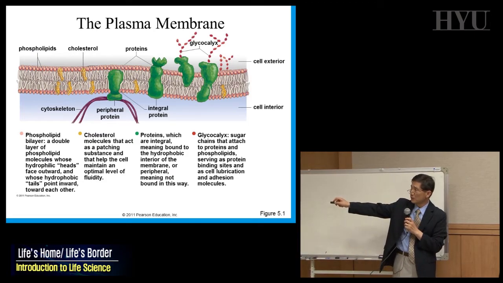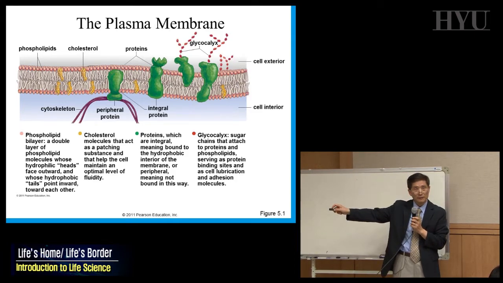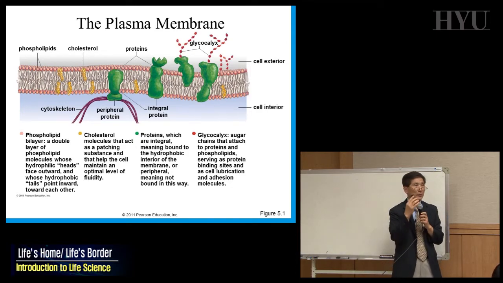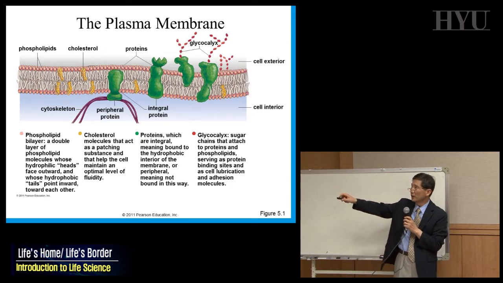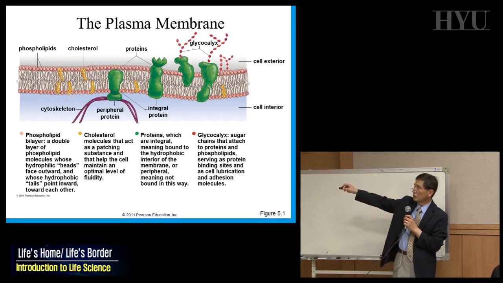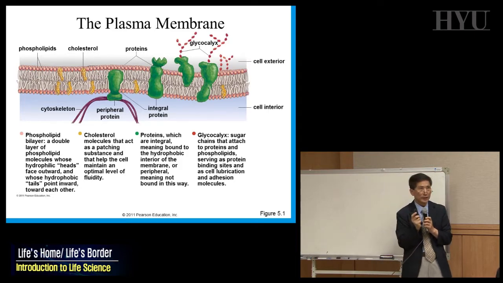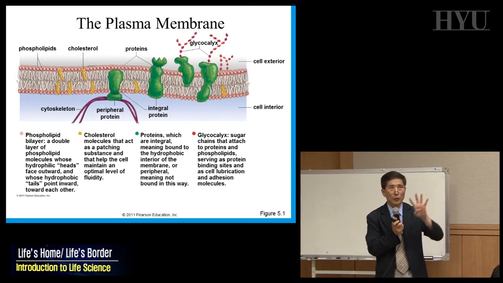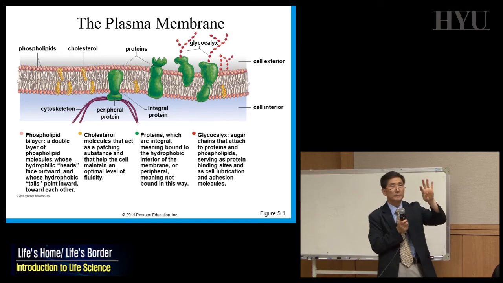This is phospholipid. They draw it as a red head and 2 white tails. This is one molecule of phospholipid. They form 2 layers of it. This is the membrane, the boundary. And there's some cholesterol in the middle, and then some proteins attached to it. And glycocalyx is the sugar part of this protein. So those are the 4 components of the plasma membrane.